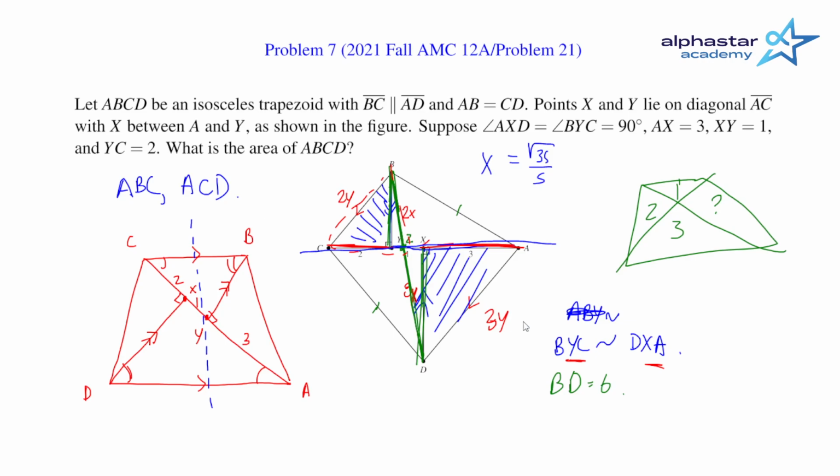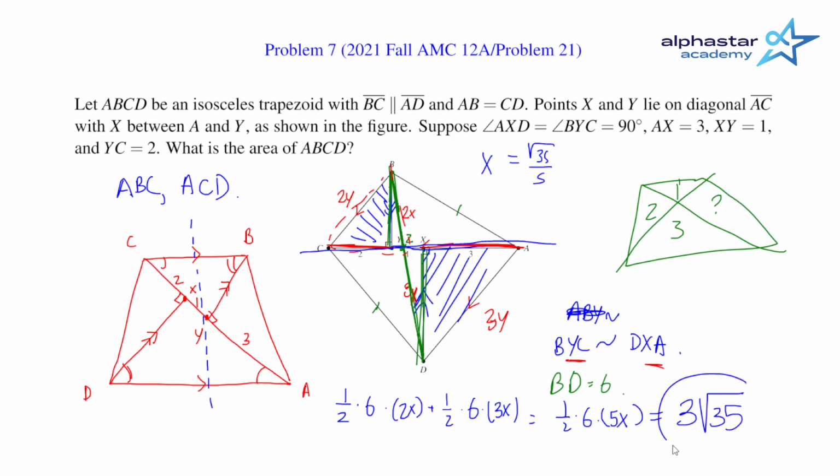And if you remember, those lengths were 2x and 3x. So our answer is just 1/2 times the base, 6, right? AC equals 6, times 2x plus 1/2 times 6 again, times 3x for that bottom half. In other words, 1/2 times 6 times 2x plus 3x by the distributive rule. Okay, well 5x is root 35, so the total area must be just 3 times root 35. And that is our final answer.